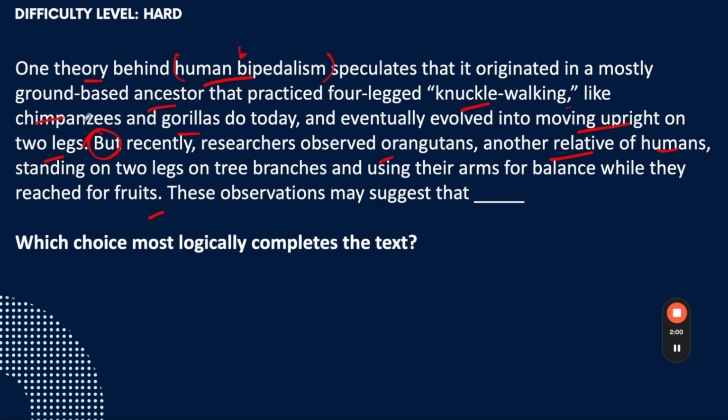Now, what's happening because of this recent observation? Something is going to be changed, or in some way this recent observation is going to impact human beings' evolution, right? These observations may suggest that. So this recent observation is doing something to the theory about human beings. Now, what is that exactly? I'll have to go and read the options. But whatever this blank will consist of should be about how this particular new observation is impacting the theory behind human beings or their evolution. Let's go to our options now.